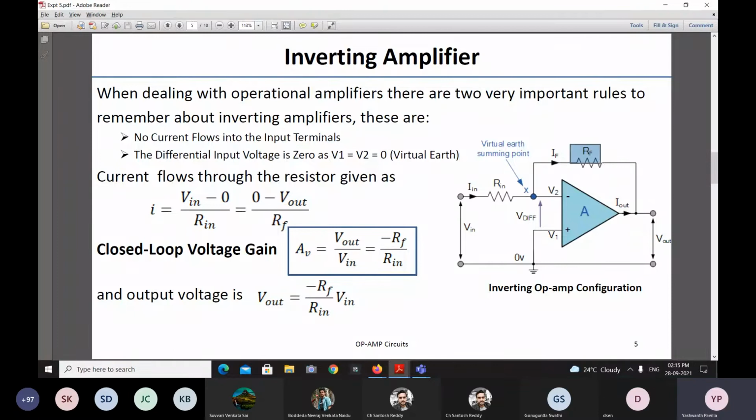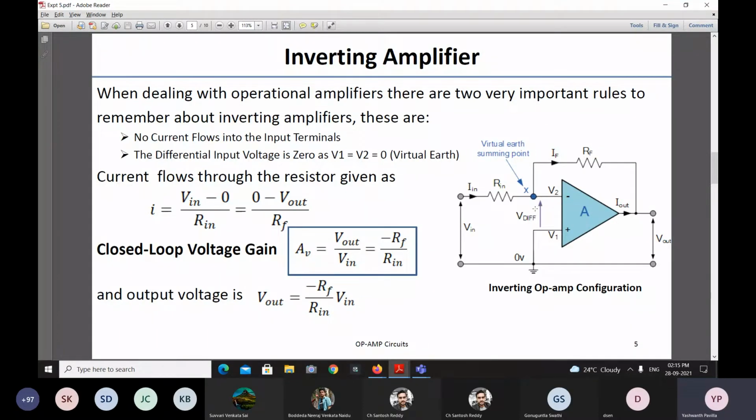After this, like I said, there is an important concept called virtual short, which ties up the entire equation here. Since it has very high gain, you can say that the voltage at this terminal V2 and the voltage at the positive terminal V1 are equal. So you can say simply that V2 and V1 are shorted here, so theoretically we can assume that these two are shorted, which we call a virtual short.